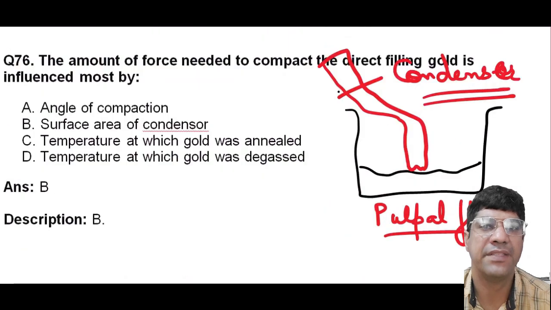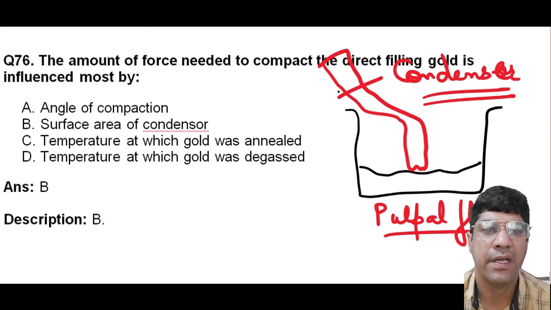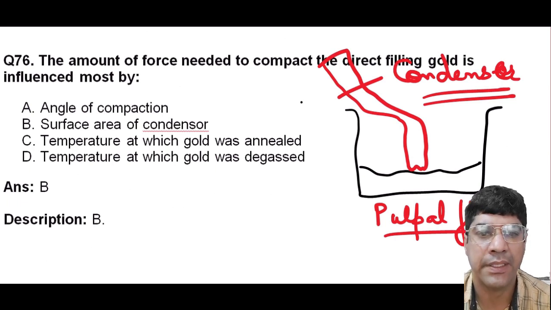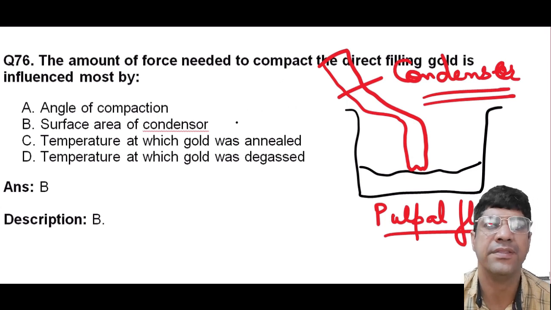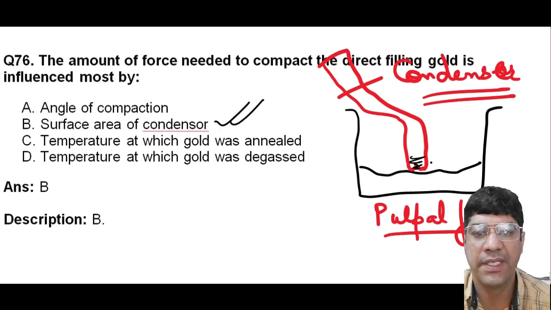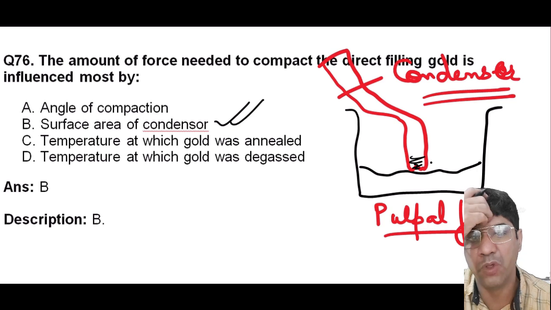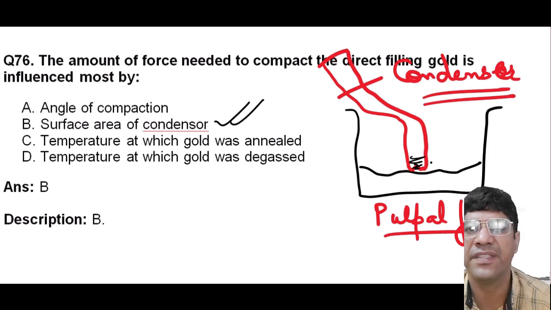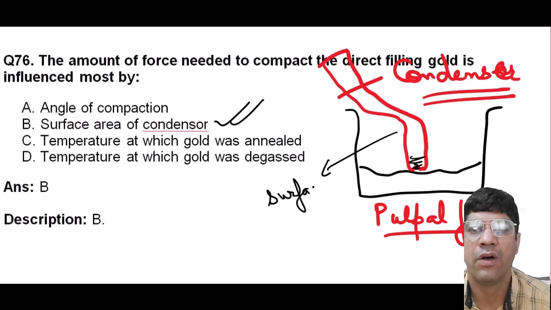The amount of force that is needed to compact the direct filling gold is influenced by the surface area of the condenser. So the force needed for compaction is most directly related to the surface area of the condenser.